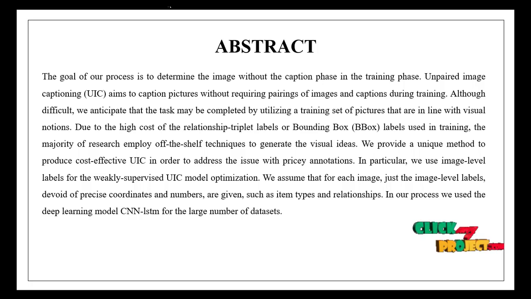We assume that for each image, just the image-level labels devoid of precise coordinates and numbers are given, such as item name, item types, and relationships. In our process, we use a deep learning model like CNN and LSTM on a large dataset and generate the image captioning from the image dataset.